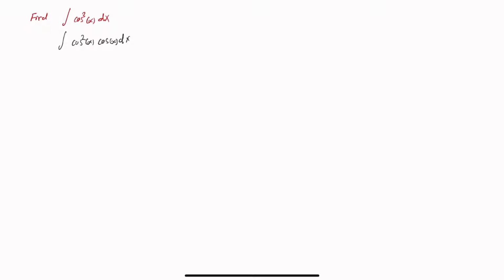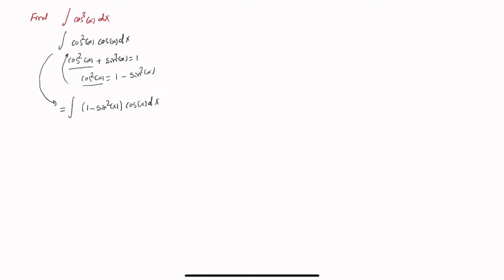Now we're going to use a trig identity. It is cosine square of x plus sine square of x equal to 1. Now let's solve for cosine square of x. It's going to be cosine square of x equal to 1 minus sine square of x. Now I'm going to substitute cosine square of x into the integral. So this integral is going to be equal to the integral of 1 minus sine square of x, and then what's left, which is cosine of x dx.